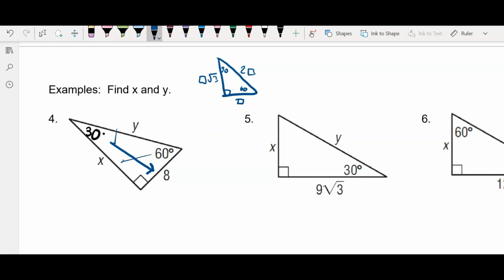So across from the 60 is going to be whatever that 30 is times root 3. So we're going to get here 8 square root 3. Okay, so then this one is when you do 2 times whatever you get here, right? So this is, I'll put the box root 3. So we're going to get here 2 times 8. So we're going to get y is 16.